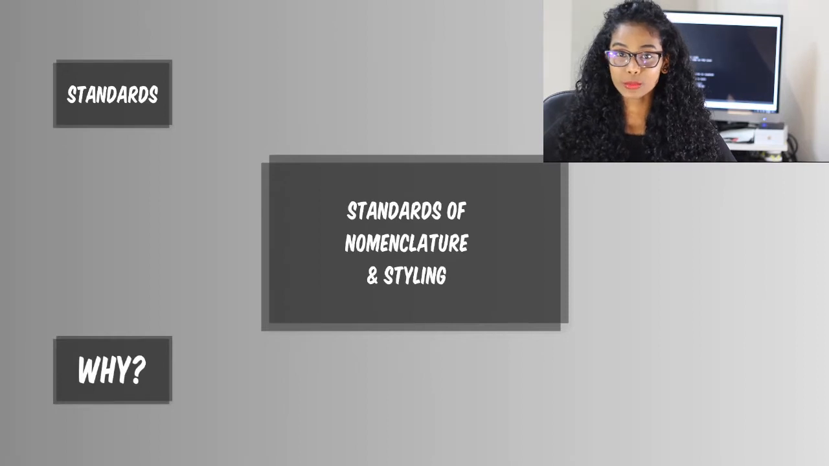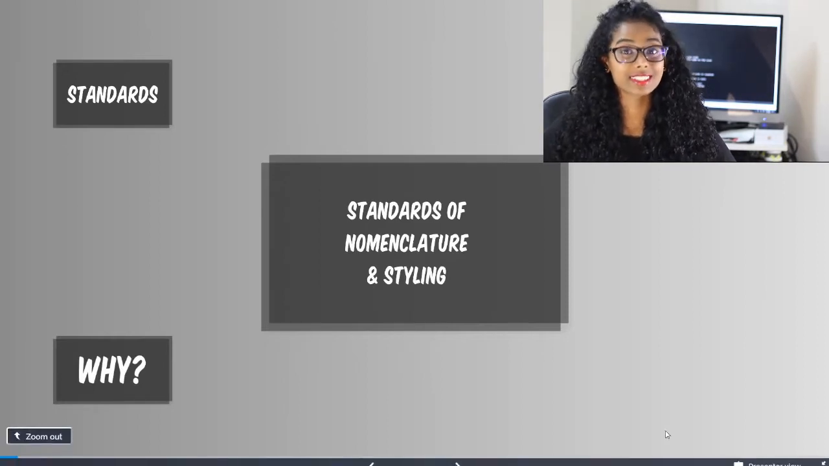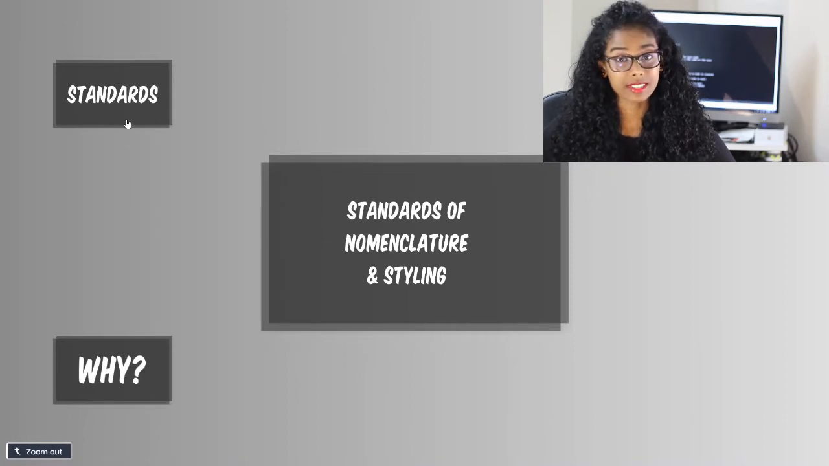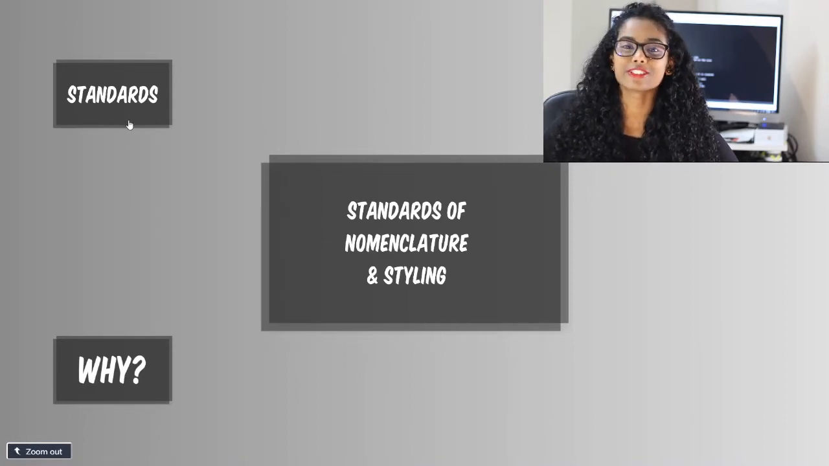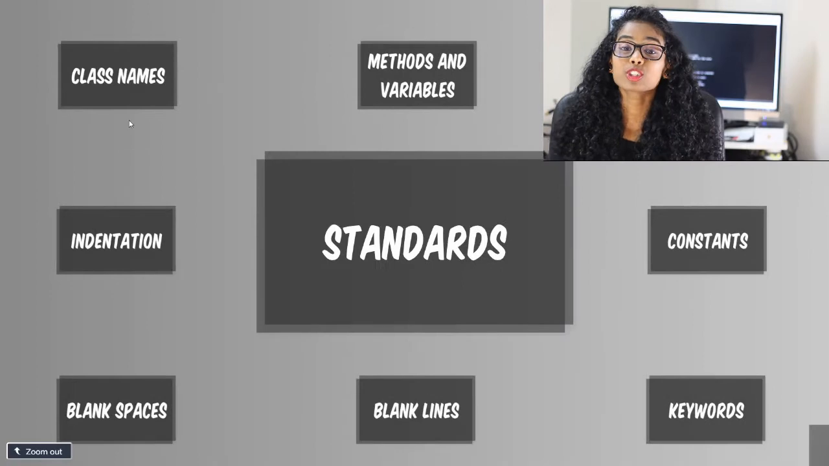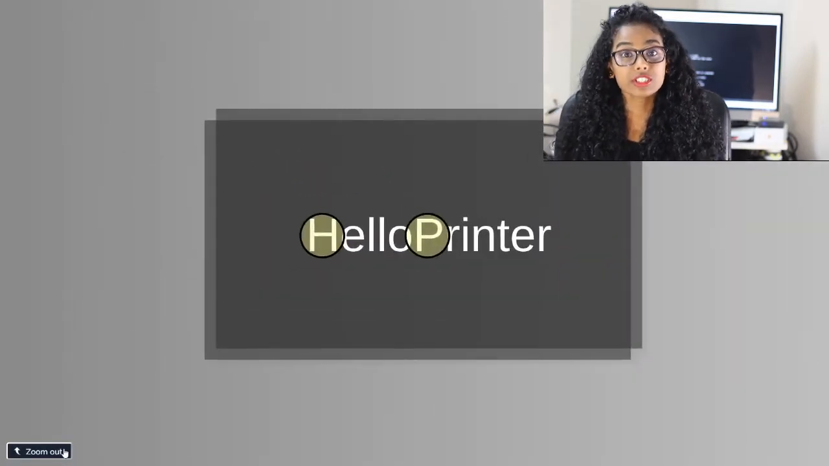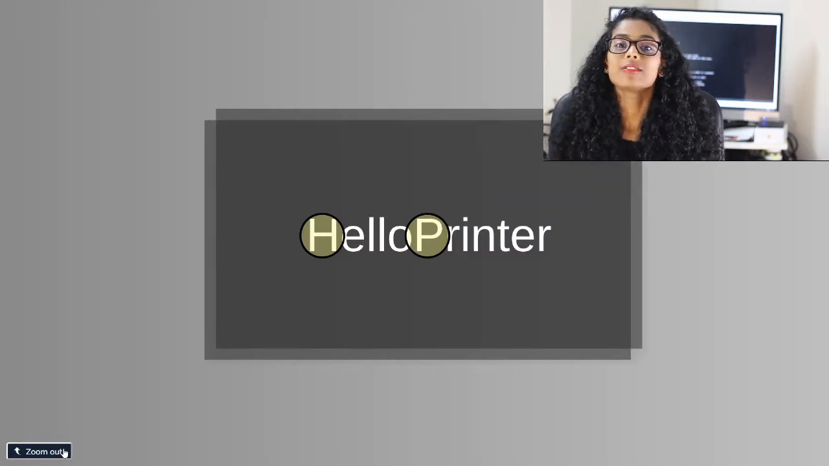Now, one of the first things we're going to talk about is style and the standards of nomenclature. Nomenclature simply means how we name things. Now let's look at what the standards are. Class names should begin with an uppercase letter, and the first letter of each additional word should also be capitalized. It should be descriptive of what you're trying to program. For example, in helloPrinter, H and P are capitalized because they are the first letters of each word.